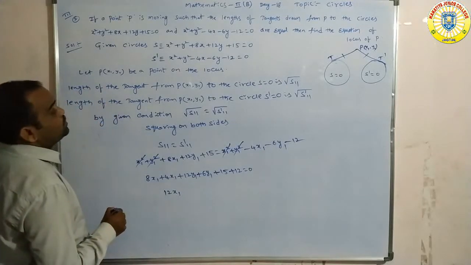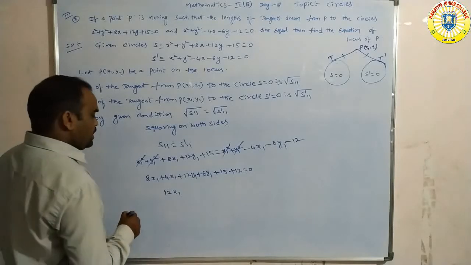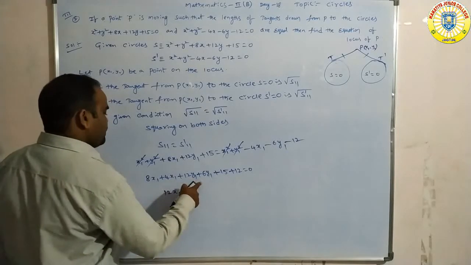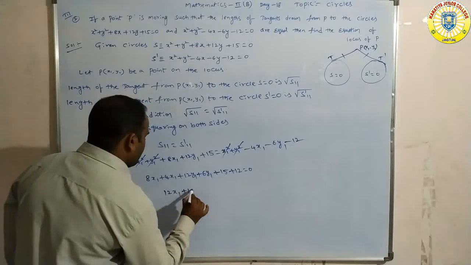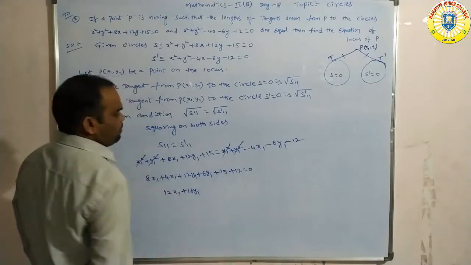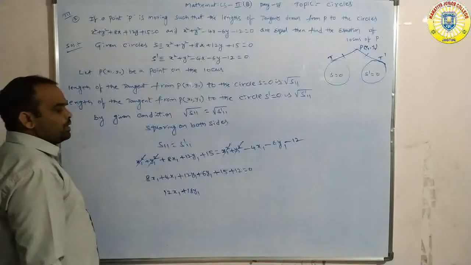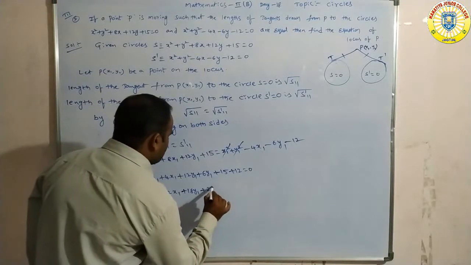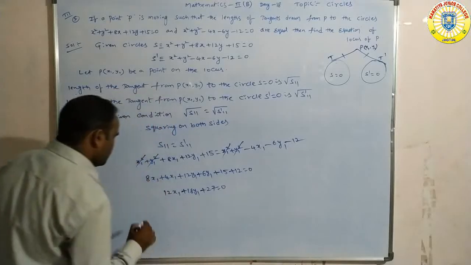8x1 plus 4x1 is nothing but 12x1. 12y1 plus 6y1, what is the value? 18y1. Plus 15 plus 12, what is the value? Plus 27. Plus 27 is equal to 0.